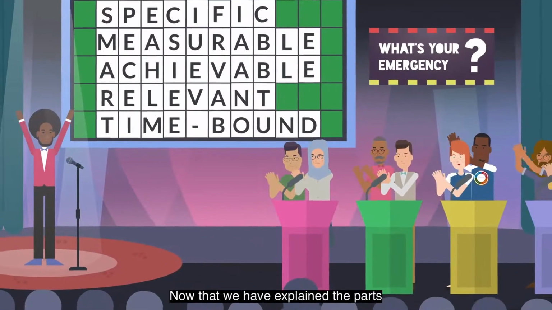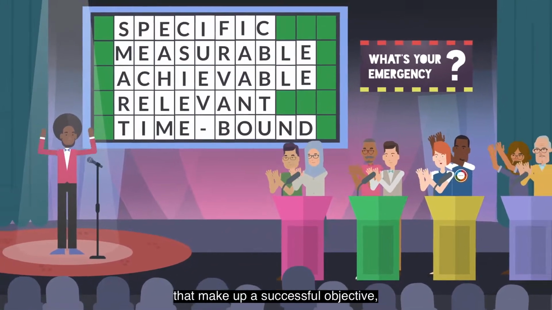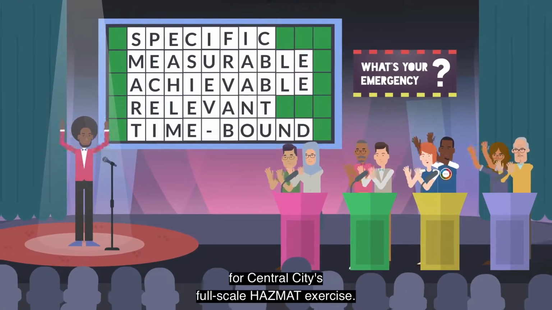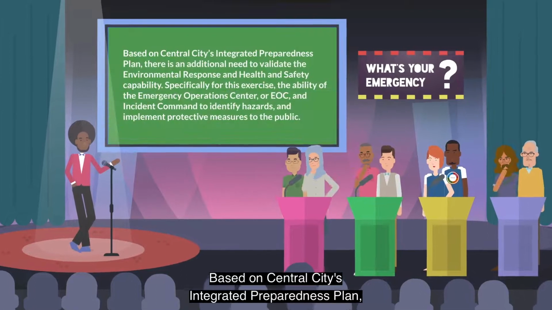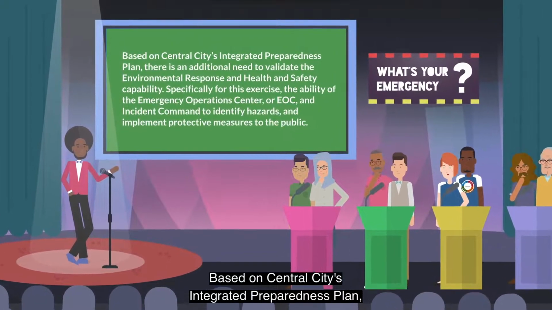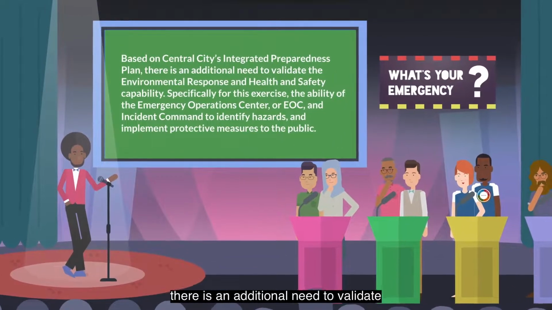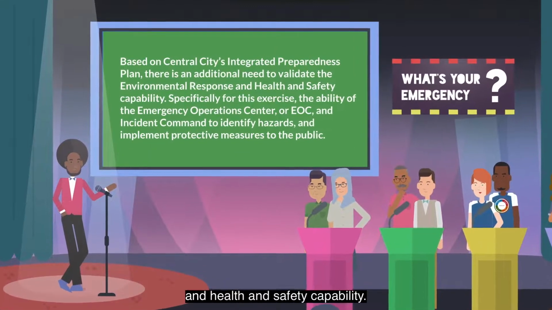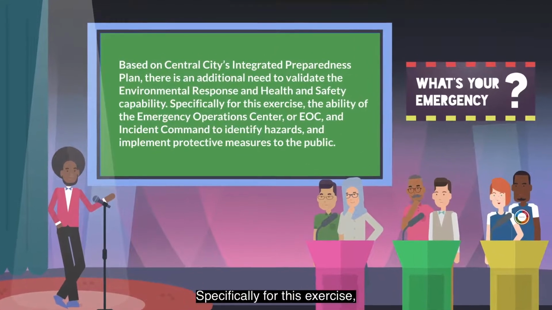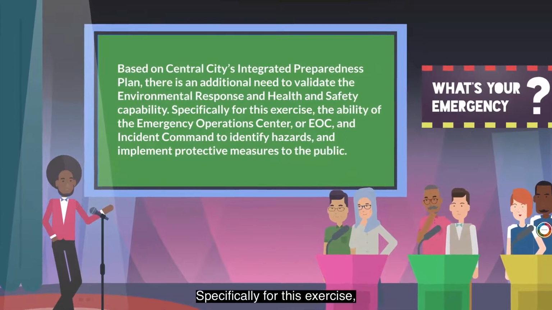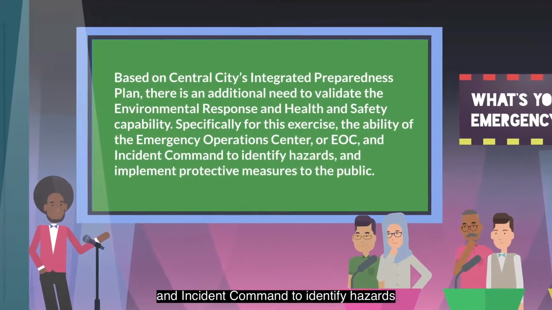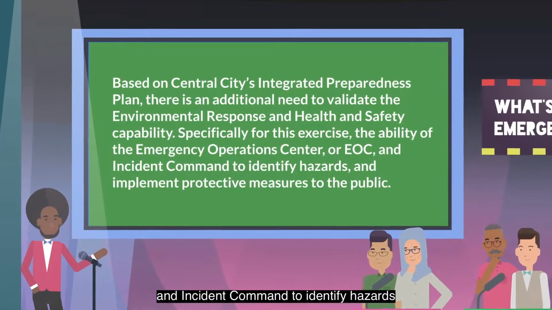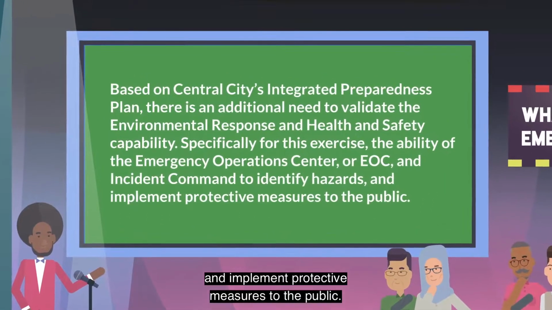Now that we have explained the parts that make up a successful objective, let's build a second objective for Central City's full-scale hazmat exercise. Based on Central City's integrated preparedness plan, there is an additional need to validate the environmental response and health and safety capability. Specifically, for this exercise, the ability of the Emergency Operations Center, or EOC, and Incident Command to identify hazards and implement protective measures to the public.